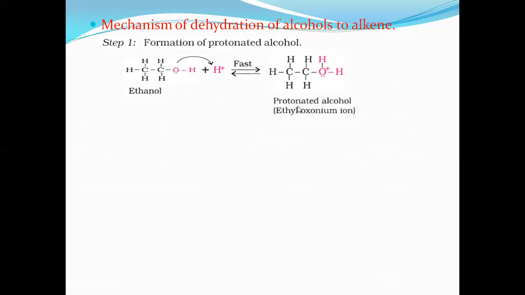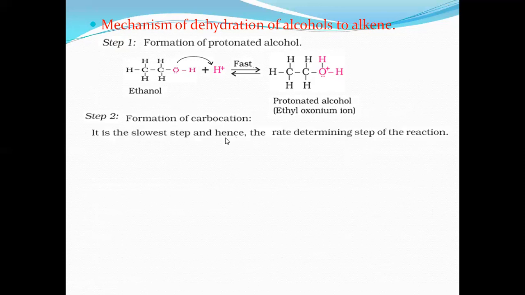Next, in the second step, formation of carbocation. In the protonated alcohol, the loss of the water molecule takes place in the second step, and a carbocation is formed. This is the slowest step, and it is the rate determining step. That means the rate of the reaction is decided by the second step. The bond breaks here, and after losing that water molecule, carbon forms a positive charge, called a carbocation. Hence the second step is the formation of carbocation after losing water.